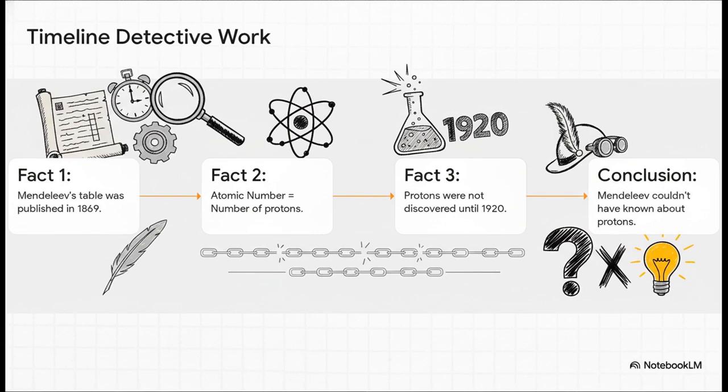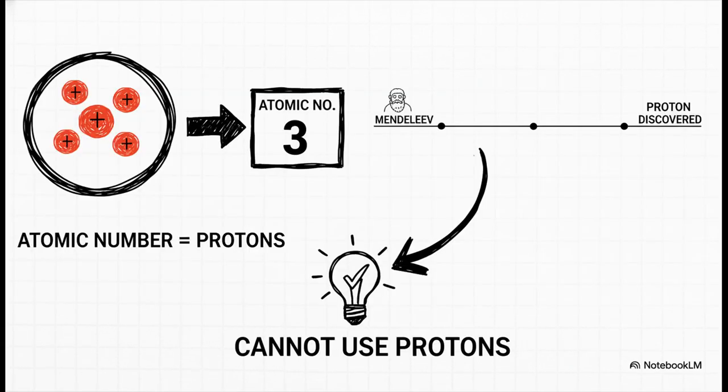1869. Okay. Step 2, what is atomic number? Well, we know it's the number of protons in an atom. Step 3, now look at the timeline again. When were protons discovered? 1920. See the problem? Mendeleev couldn't possibly have known about atomic numbers because protons hadn't even been discovered yet. He was working half a century too early. It's impossible. So there's your 2-mark answer, clean and simple.